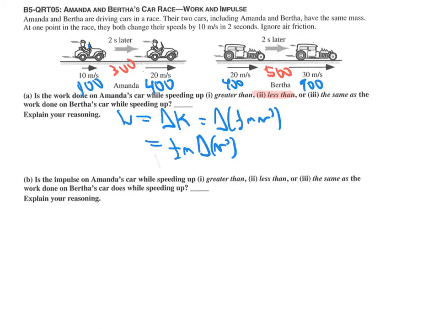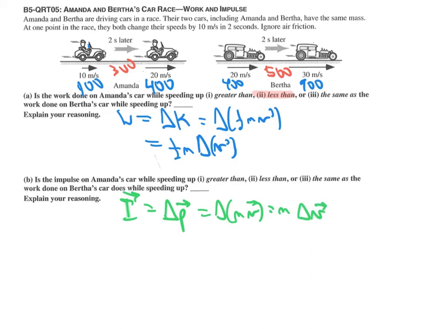And then part B says, is the impulse on Amanda's car while speeding up greater than, less than, or the same as the impulse done on Bertha's car over the same interval? So here we want to come back and say, well, from the impulse momentum theorem, the impulse is just delta p, which is delta mv, which is m delta v, since the mass doesn't change.